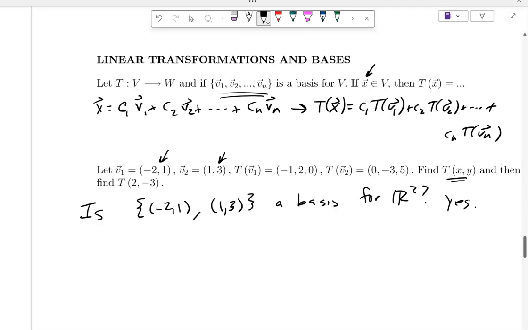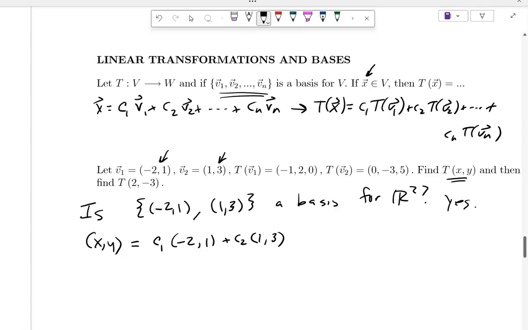So this is a basis. So if I have any vector x, y, whatever that happens to be, we should be able to find scalars C1 and C2 that give me that xy in general, right? We agree with that? Doesn't matter what the vector is. If I know what x is and I know what y is, I should be able to find those scalars.